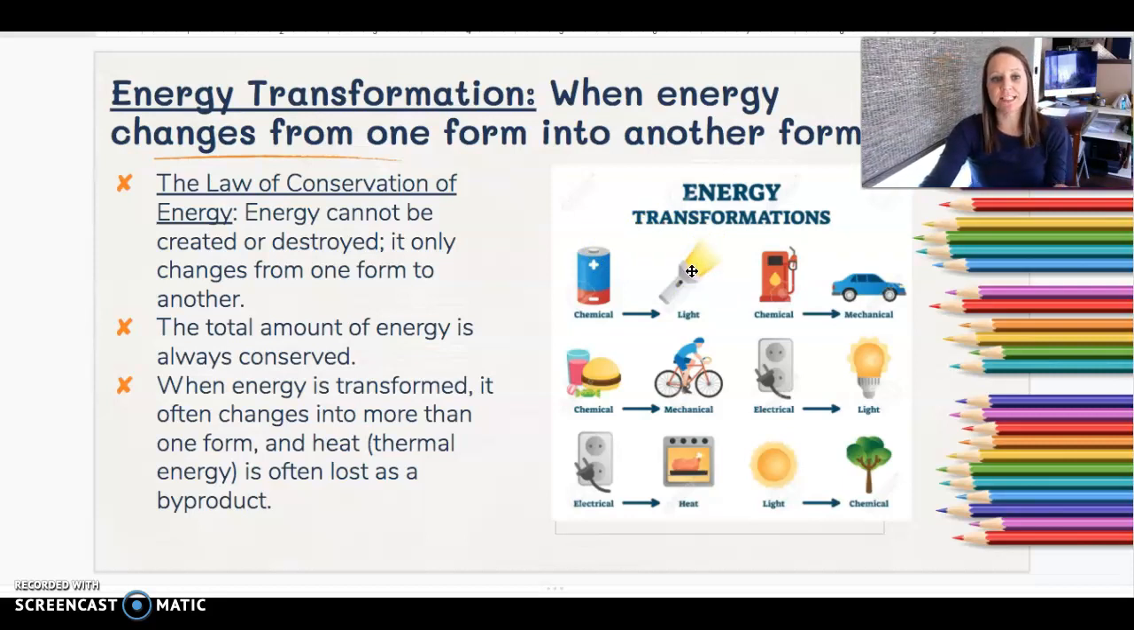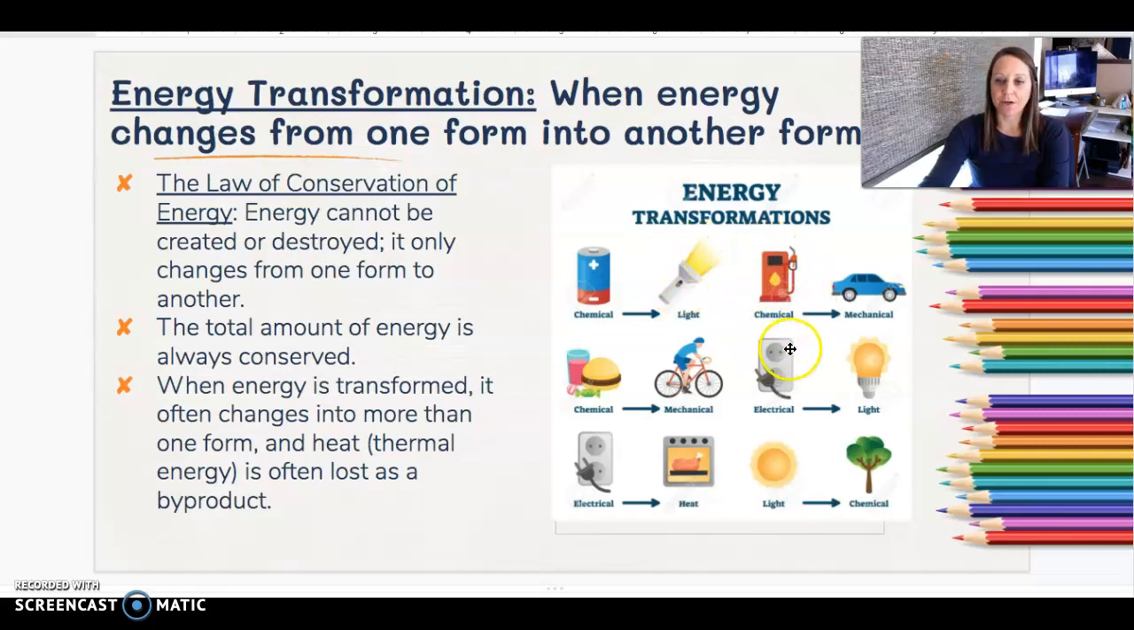And one of the things you'll see is that there's often a loss of heat. We call that waste energy. We don't need our flashlight to be hot. We actually would prefer it not to be hot, but a lot of times we have that waste or byproduct of thermal energy that happens as well.